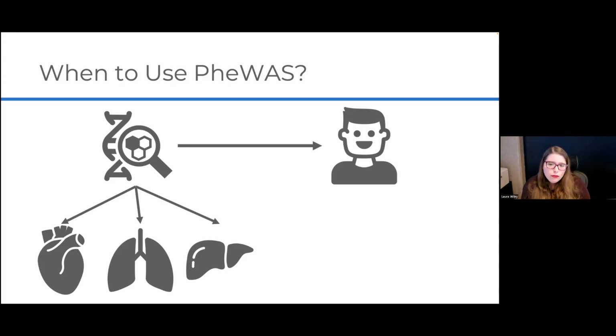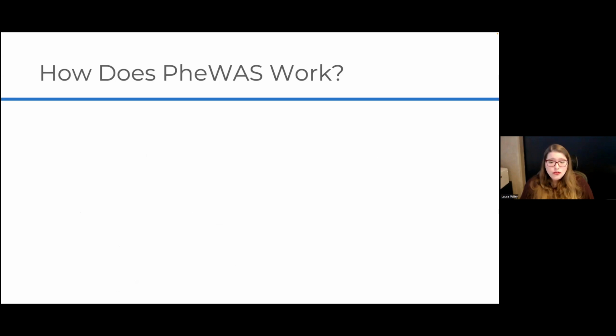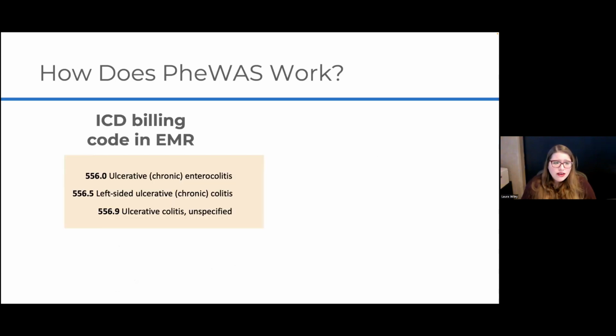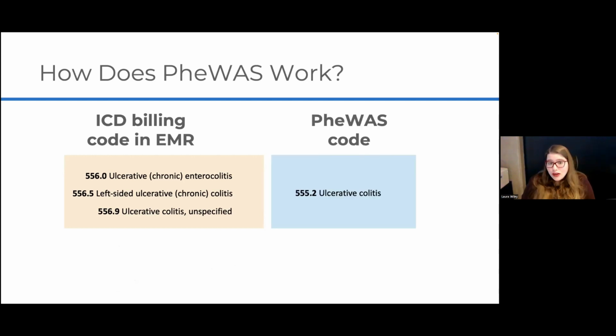So how does it actually work in practice? Remember that whole simple analysis? Compared to a computational phenotyping algorithm where you have to go through all these steps and use all these different kinds of data, PheWAS relies only on diagnosis codes. So it takes those ICD codes in the EHR, and there's a lot of codes that mean roughly the same thing. So 556 ulcerative colitis versus left-sided ulcerative colitis versus unspecified ulcerative colitis. Why do I have so many of them? Can't I just represent that as a single Phe code, ulcerative colitis?